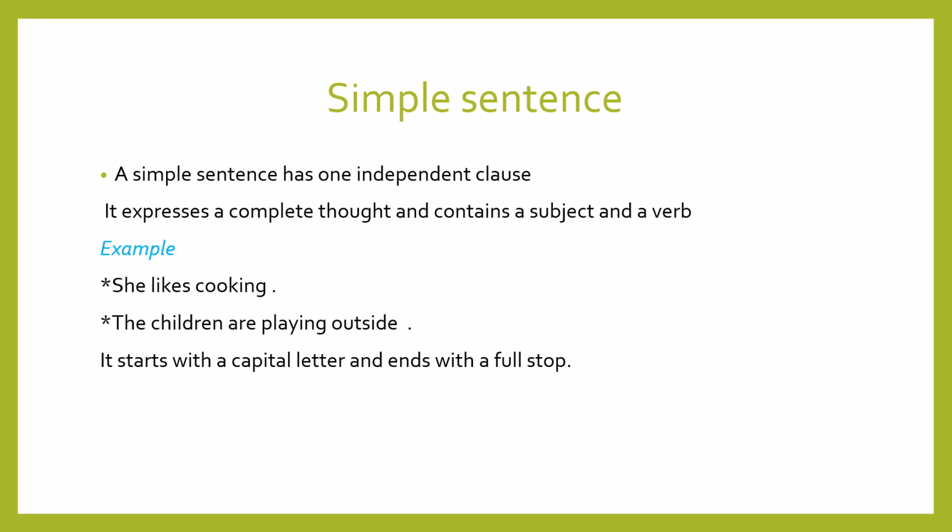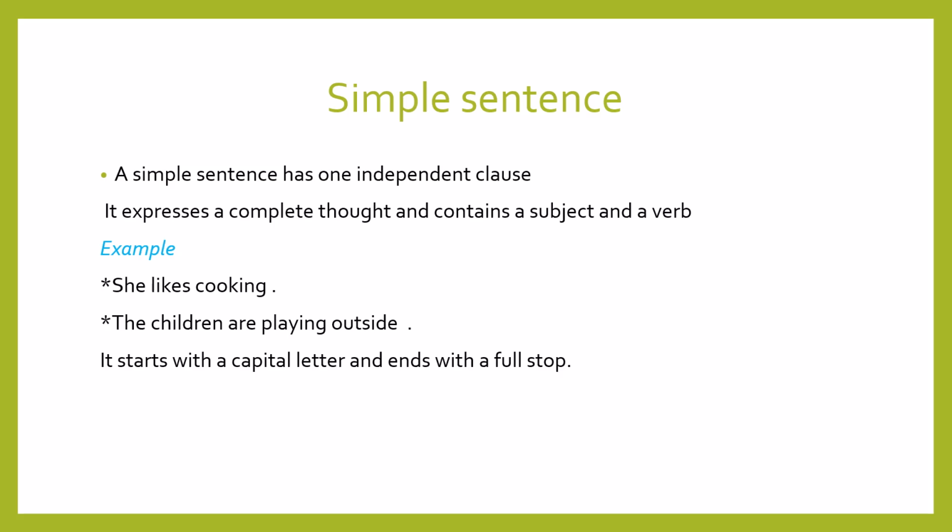So a simple sentence has one independent clause. It has only one independent clause. It expresses a complete thought. You understand the meaning, you're not waiting for extra information. That's it. And it contains a subject and a verb. It's very necessary that a simple sentence contain a subject and a verb. For example, she likes cooking. She likes cooking. Full meaning, starts with a capital letter, ended with a full stop. We have a complete thought. This is a simple sentence, all right?